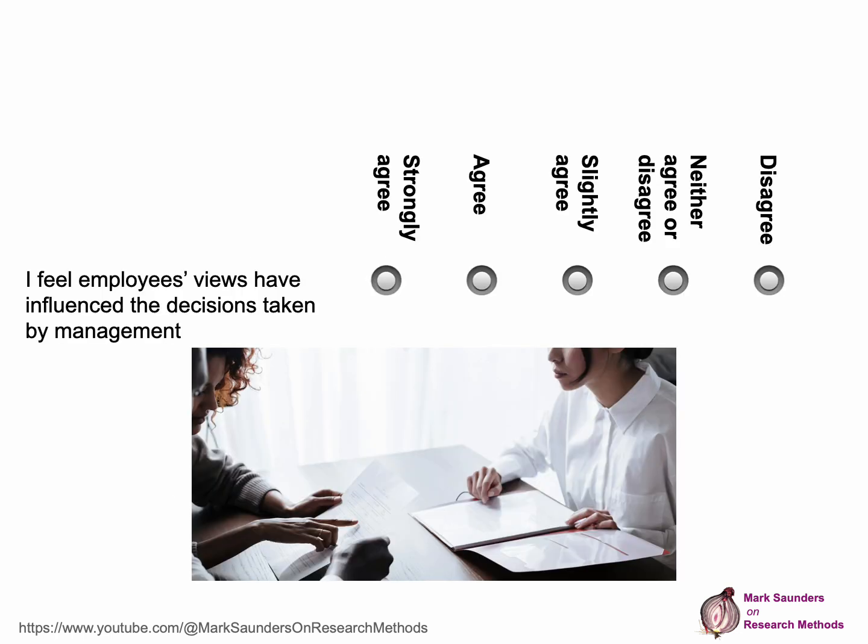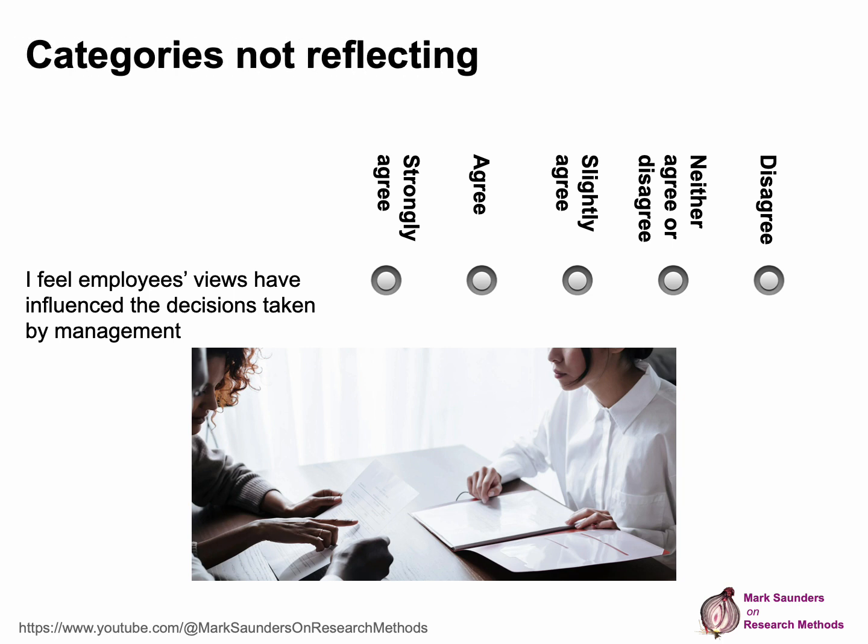Here we have another question, which says, I feel employees' views have influenced the decisions taken by management, and we can strongly agree, slightly agree, neither agree or disagree. So what's the problem with this question? Well, here the issue is that the categories are not balanced. You've got 3 chances to say you agree, 1 to sit on the fence and neither agree or disagree, and 1 to disagree. So in effect, it's biasing the responses to be in agreement rather than disagreement, with the idea that employees' views do influence the decisions taken by management.